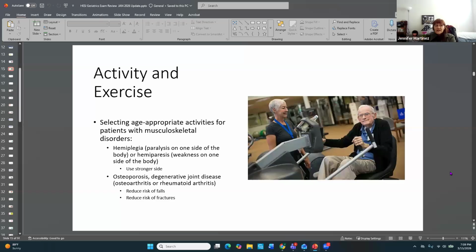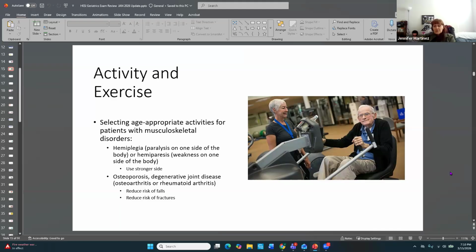So we look at activity and exercise. Of course, we want to make sure that we're choosing exercises that are age appropriate for patients that have musculoskeletal disorders. We think of patients that have had a stroke and have hemiplegia, which is paralysis on one side of the body, or hemiparesis, which is weakness. Always want to use the stronger side. Make sure that we are still trying to build up those muscles, keep them from atrophying. But if they can't use one side of the body, then of course we want to build up that stronger side. Osteoporosis, degenerative joint disease, which could be osteoarthritis or rheumatoid arthritis.